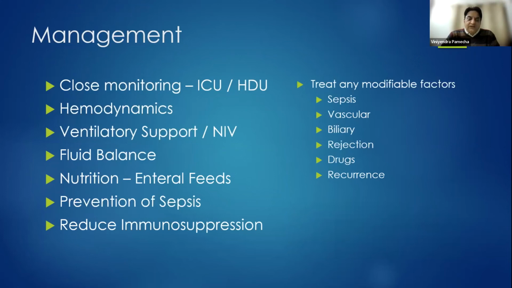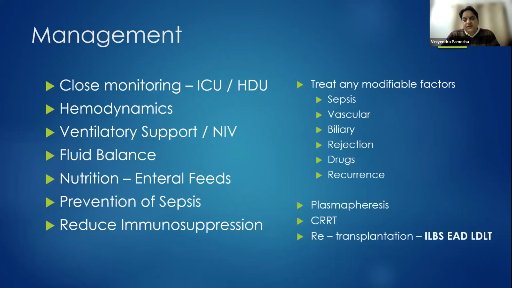Then again, ventilatory support. If the patient is in encephalopathy, don't wait long, just intubate them early on. And if they're not in encephalopathy, you need to give them good NIV support in order not to develop chest sepsis. Fluid balances, as I already said, nutrition I already covered. Then prevention of sepsis and reduce immunosuppression. Always you have to treat the modifiable factors. The list is there. This all needs to be aggressively looked into and treated before you come down to the definition of early graft dysfunction.